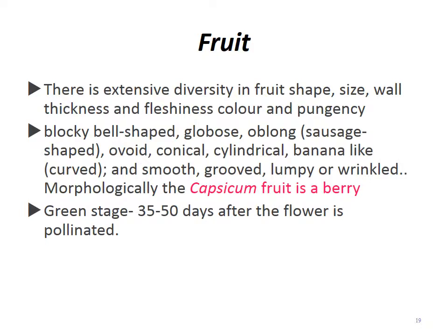The fruit of chili: extensive diversity in fruit shape, size, wall thickness, freshness, color and pungency is found in the fruit. Blocky, bell-shaped, globose, oblong, ovoid, conical, cylindrical, banana-like, smooth, grooved, lumpy or wrinkled, morphologically different capsicum fruits are found, and it is commonly called a berry. Green stage is 35 to 50 days after flowering or pollination.